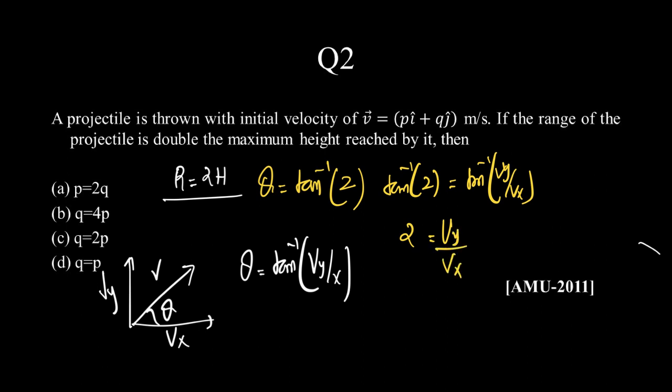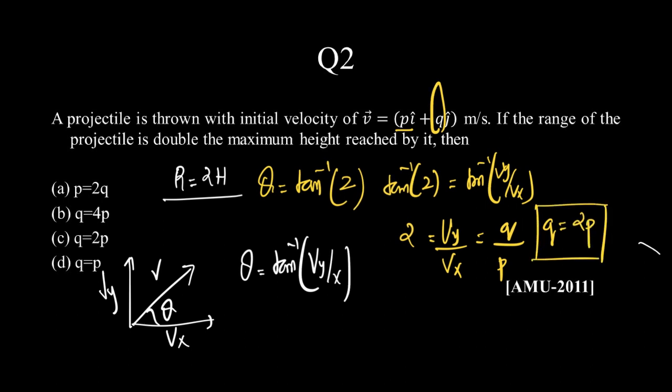And what is Vy? It is the component along the j direction, the y component, which is q here. And what is Vx? The component along the x direction, along i cap, which is p. So what we get is q is equal to 2p.